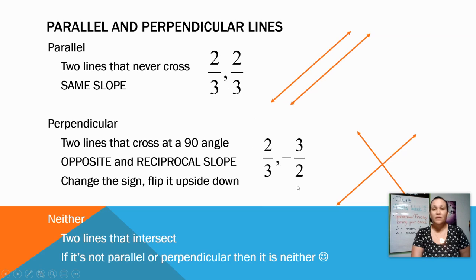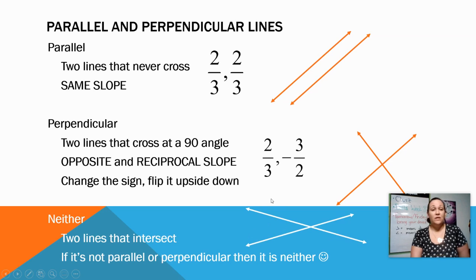It could be that they have part of the perpendicular, but not all of it. So maybe you have 2/3 and 3 over 2, but they're both positive. Then those would not be perpendicular and you would say neither. Or maybe you have positive 2/3 and negative 2/3. So they're opposites, but not reciprocals. Those would be neither. Or they could just have completely different slopes. So one of them could be 5 and the other one could be 1/2. And they have absolutely nothing in common, and those would be neither.